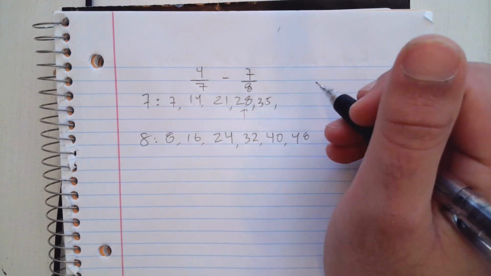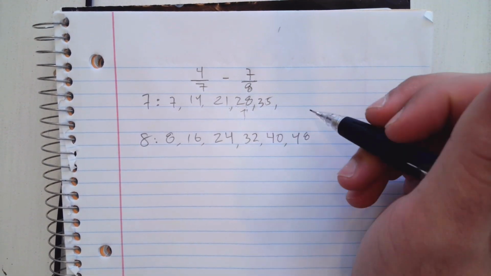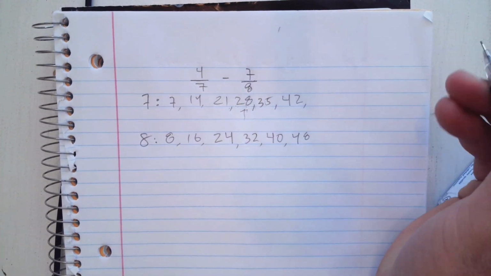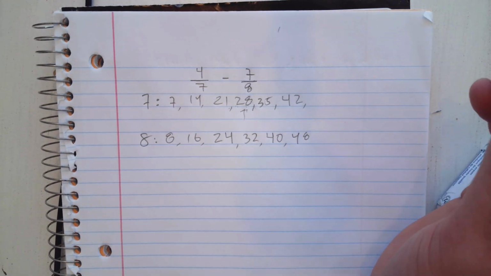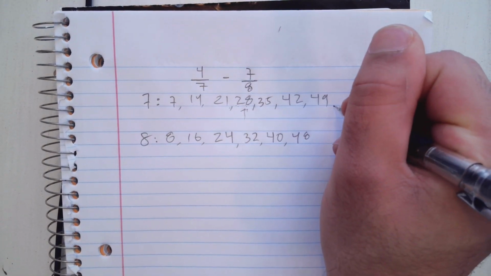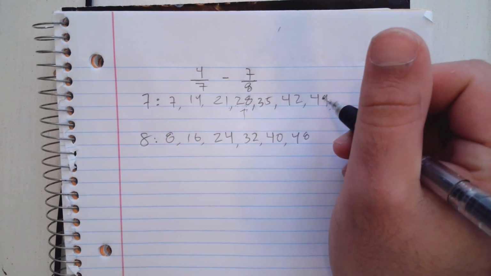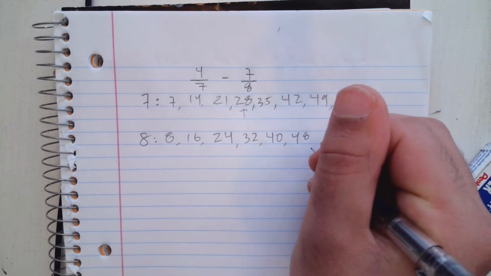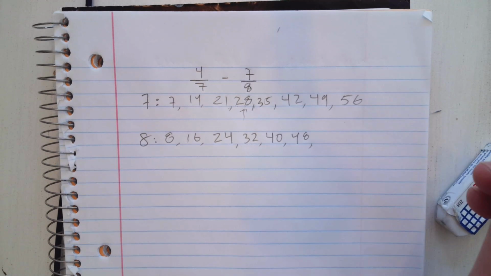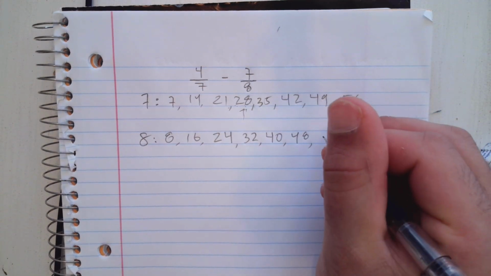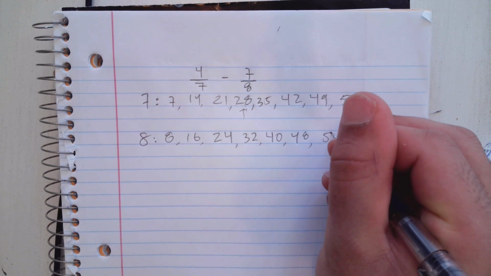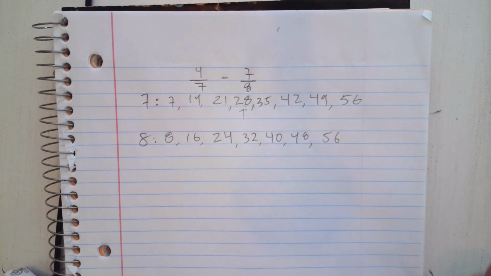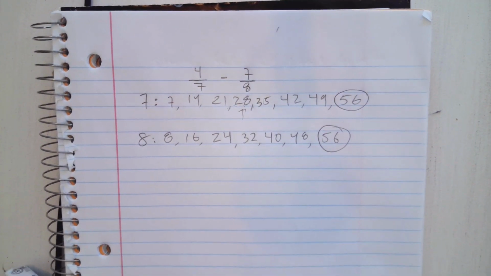7 plus 35. Hmm. 42 plus 7. And let's try one more for good measure. 49. Go ahead. Good. Okay, let's keep going with 8. 48 plus 8. Are we good, or do we have to keep going? Right. Okay, so we have our common denominator, 56.